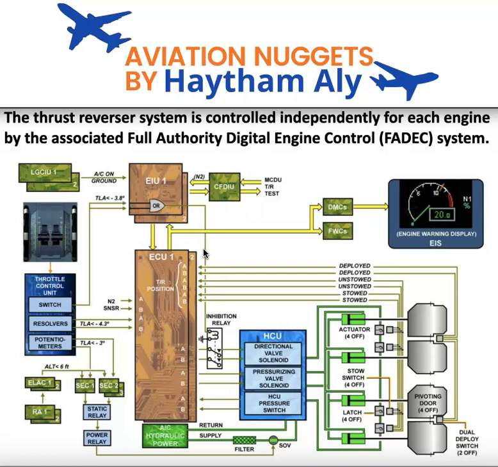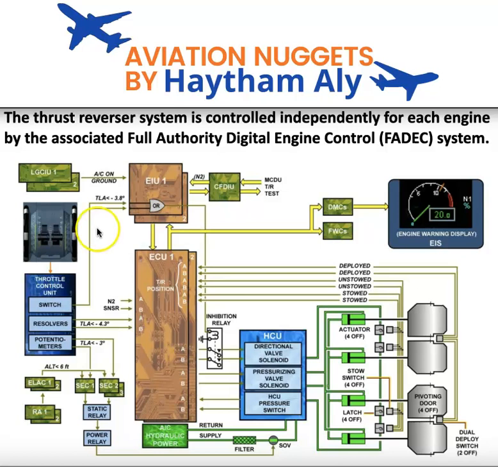What about the inputs for the thrust reverser? Are they redundant? Where are the inputs for the thrust reverser coming from? What about the throttle control unit, and much more in this session, everybody? So, first, I need to tell you that this session is about the thrust reverser system management.